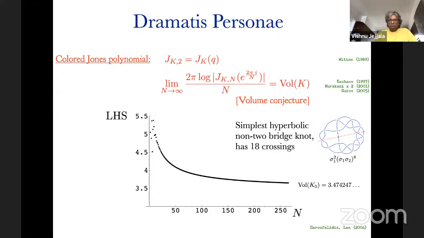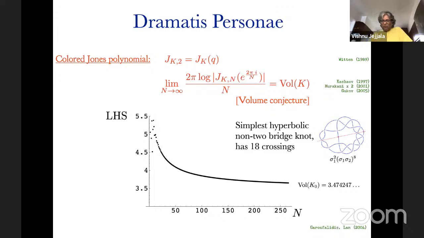So an example is a simple hyperbolic knot with 18 crossings. It's simple in the sense that it's triangulated. You can compute the volume with a small number of ideal tetrahedra. It's not simple in the sense that it's got small crossing number.